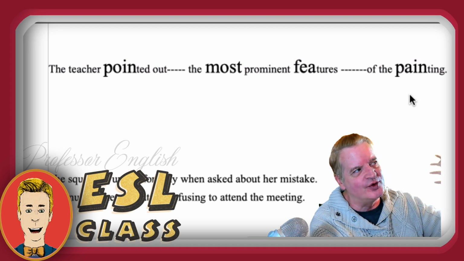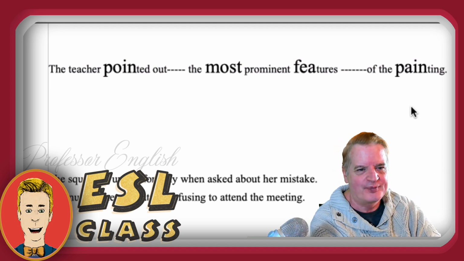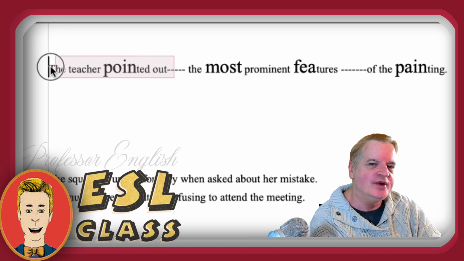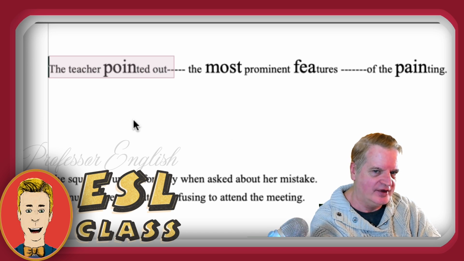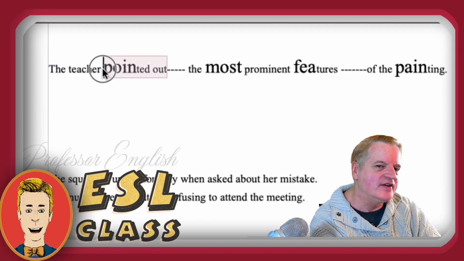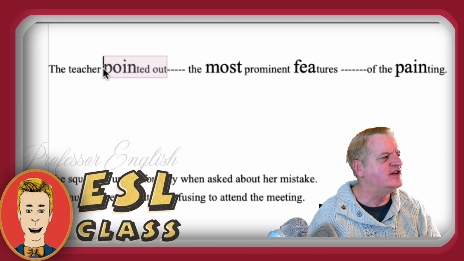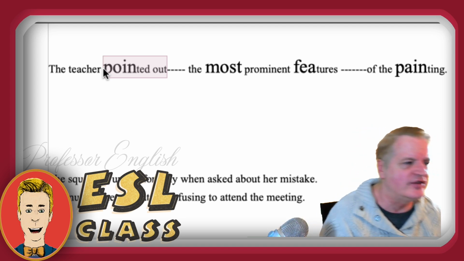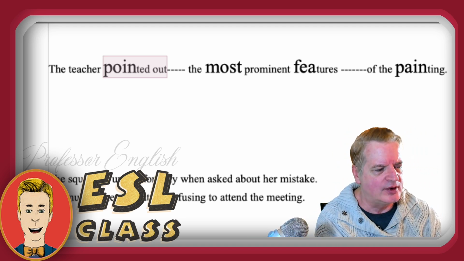You're going to have to do this in your head now. So when we say the teacher pointed out, that's our first phrase. How do you want this to sound? Serious or happy and friendly? Serious. So how will you say the two words pointed out if it sounds serious and it's the end of a phrase? How should it sound?